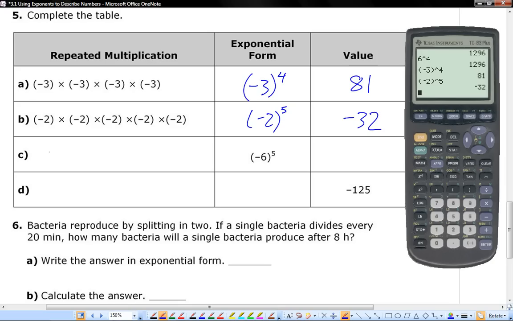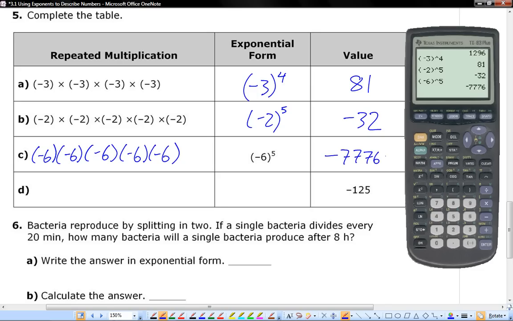Here's the exponential form in repeated multiplication. It's going to look like this: negative 6, negative 6, negative 6, negative 6, negative 6. 5 factors of negative 6. And so negative 6 raised to the 5 is equal to negative 7,776.